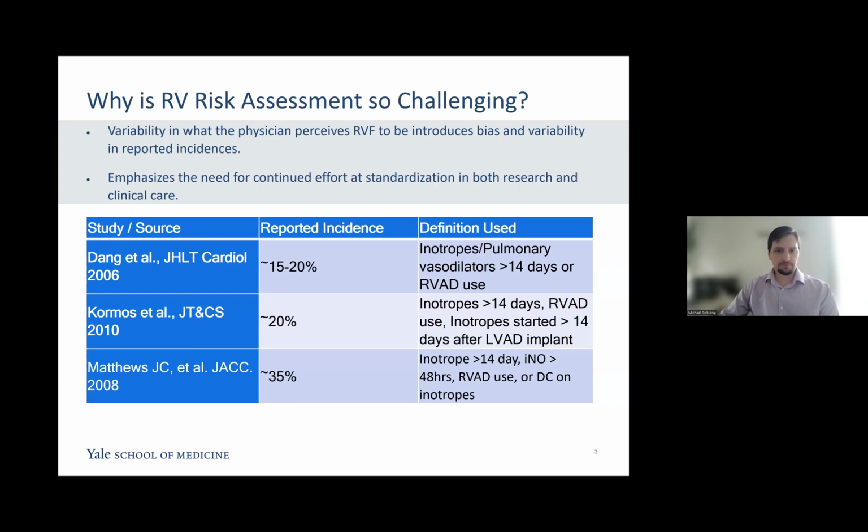The most consistently used things that I've seen in the generation of a lot of these risk score calculators was usually early inotrope use within 14 days for a duration greater than 14 days, or early RVAD use, sometimes unplanned versus any RVAD use, even if it was pre-surgically planned and went out. Others include inhaled pulmonary vasodilators like nitric oxide as well as meeting that criteria. So there is a little bit of difference in how everyone is measuring RV failure from the get-go, so that can make it more challenging.